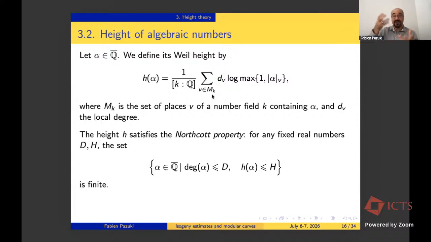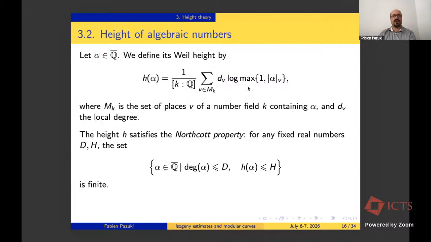And the choice that you make, you need to normalize your absolute value, is such that the product formula is valid. So the product of all the v-adic absolute values of alpha, if alpha is in K, the product over M_K is 1, except if alpha is the 0 number. Yeah. So if alpha is 0, the height is 0. And then if alpha is non-zero, then you get the product formula. So extension formula for absolute values plus product formula for absolute values gives you a well-defined object or number here.